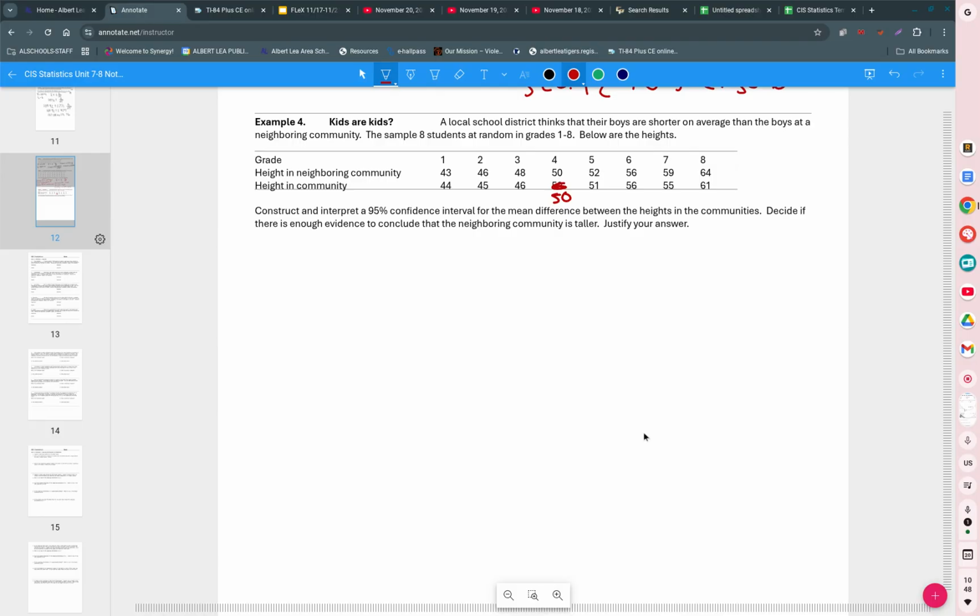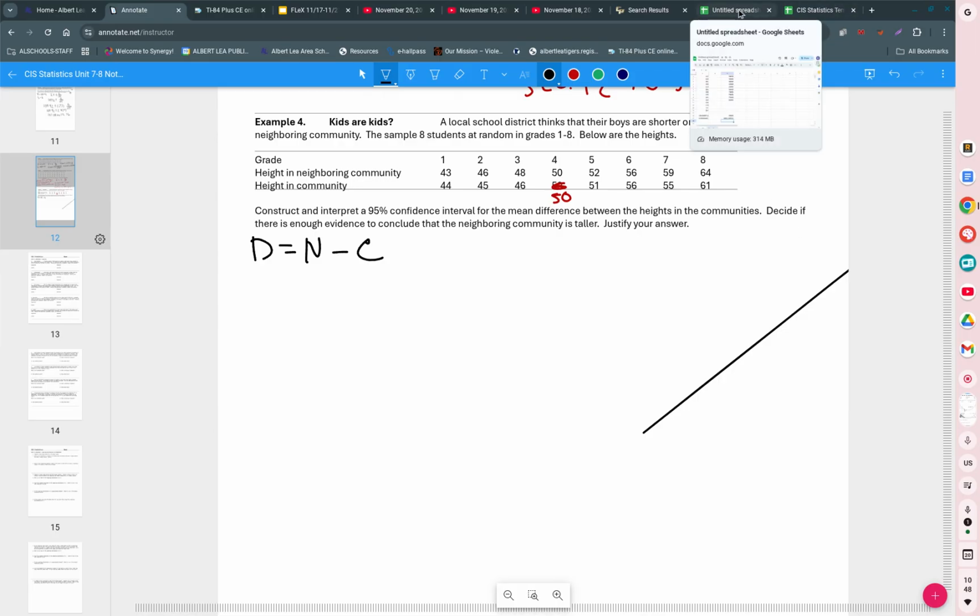There it is. So I'm wondering about their difference. Difference is equal to the neighboring community minus our community. If there's a positive difference, that means that the neighboring community is taller. Agree? If it's negative, that means we're taller, right? So let's find the difference. Open up a Google Sheet to a blank spot.